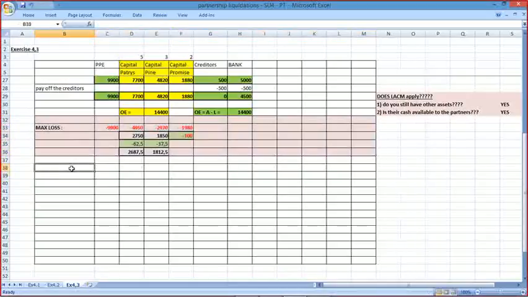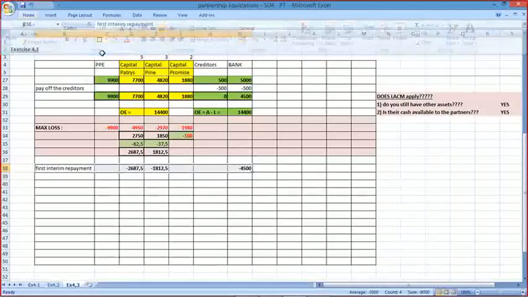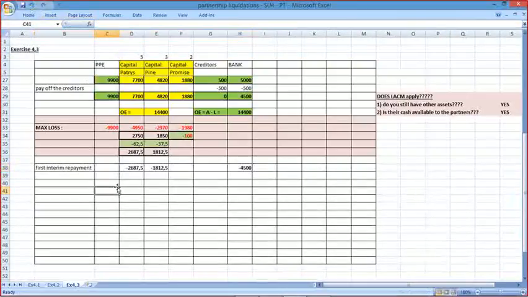So, first interim repayment. Minus that amount, that's how much they pay, and then minus 4,500. That's the first interim repayment. Okay, and that interim repayment is going to affect those balances there.